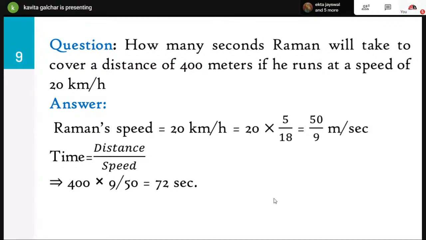These are the basic questions that are related to the concepts, and you can easily conclude that if you know two things, you can calculate the third one using the two parameters.